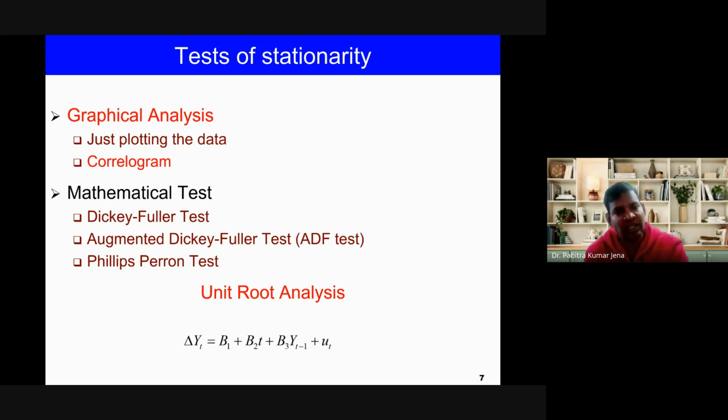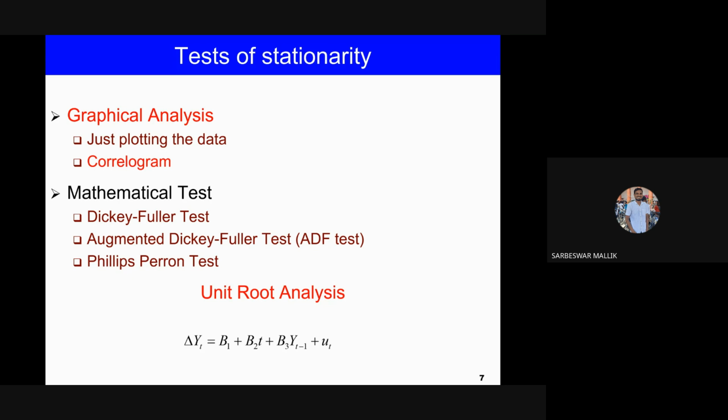So for that reason, there are special techniques. You can use GMM techniques. You can use instrumental variables for removing that. Okay, then the seventh assumption.